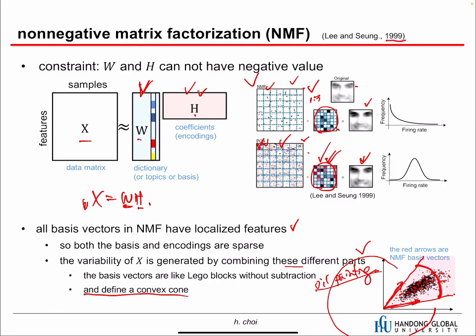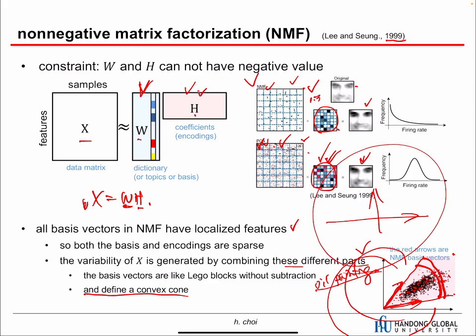In PCA, when we have two basis vectors, these two basis vectors, eigenvectors, can span the whole 2D space. But in NMF, once we have two vectors, we just span these cones, not the other part.